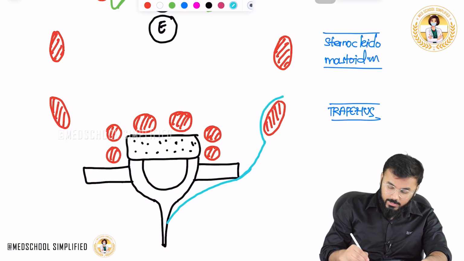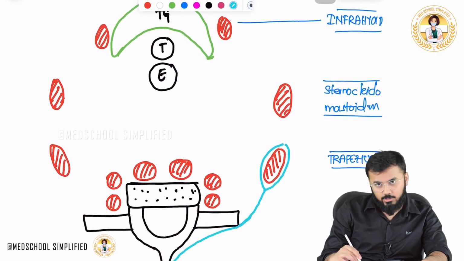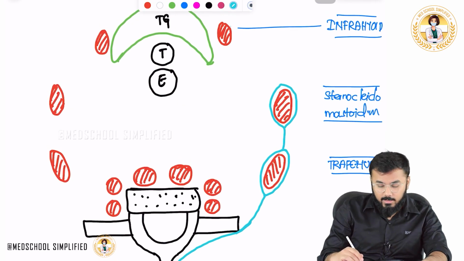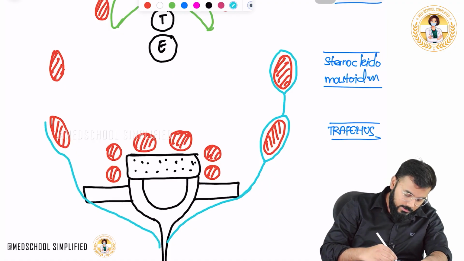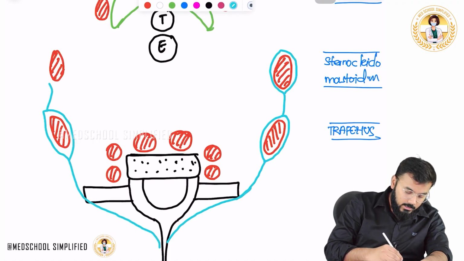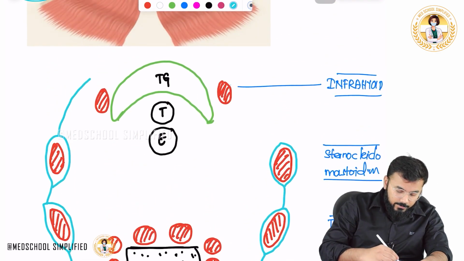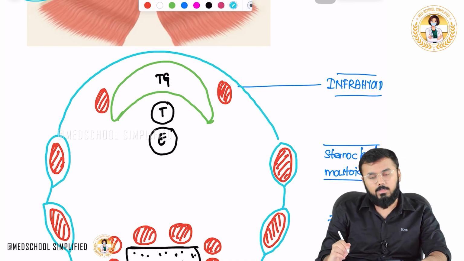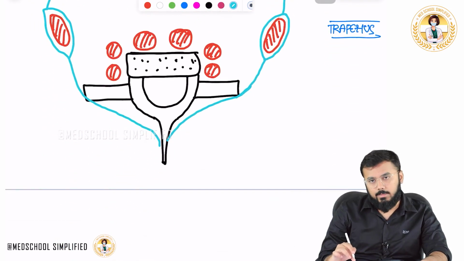It will invest your trapezius muscle. Invest in the sense it will cover. Okay. It will invest your trapezius muscle. Then it will invest another muscle here. This is called the sternocleidomastoid muscle. And on both the sides, the same thing is happening. It will invest your trapezius muscle like this. It will invest your sternocleidomastoid muscle. Okay. And after that, these two fascia join together in this way. Okay. So this layer is called your investing layer.